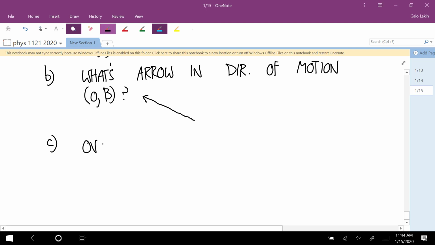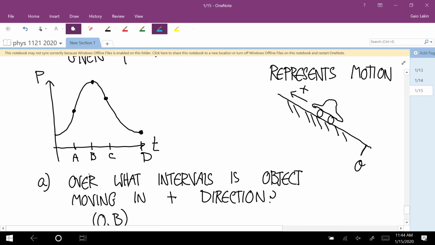And now over what intervals? I'm going to not write down the questions about when it's moving in the negative direction, but that's just going to be from B to D and on. So during that interval from B to D, it's moving in the negative direction. What's an arrow in the direction of that motion? Yeah, it's going to be just opposite the positive direction.